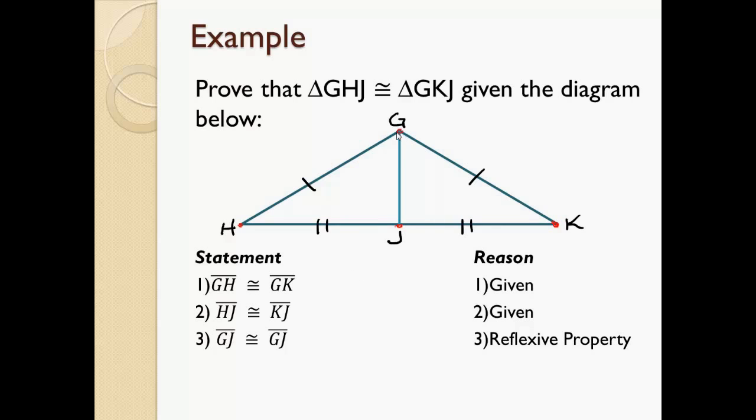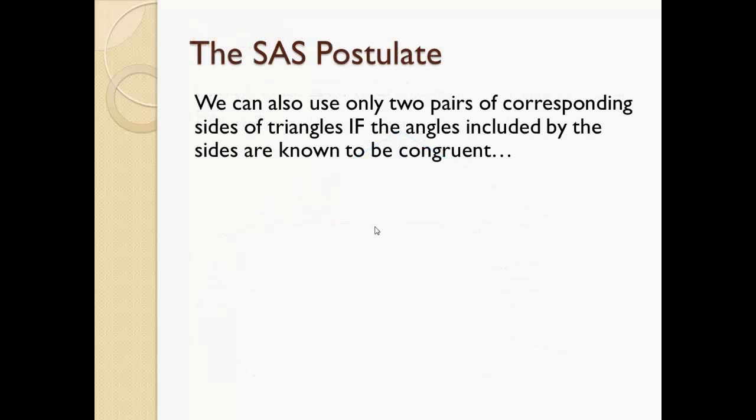And then we can say that GJ, this piece right here, is congruent to itself by the reflexive property, which you learned yesterday. So finally, we can prove that triangle GHJ is congruent to triangle GKJ by side, side, side. Because this is congruent to that, this side is congruent to that one, and this side is congruent to itself. So that's how that kind of proof would look.